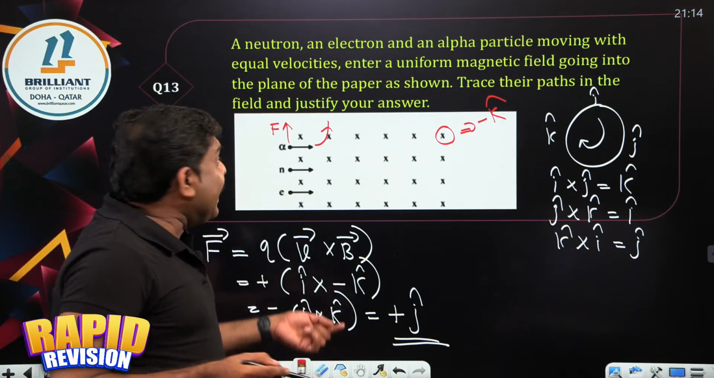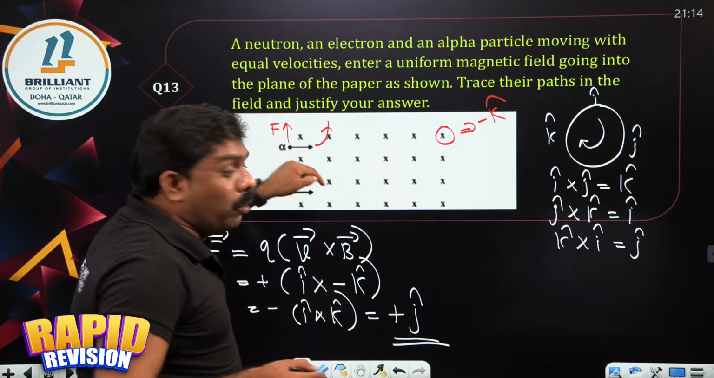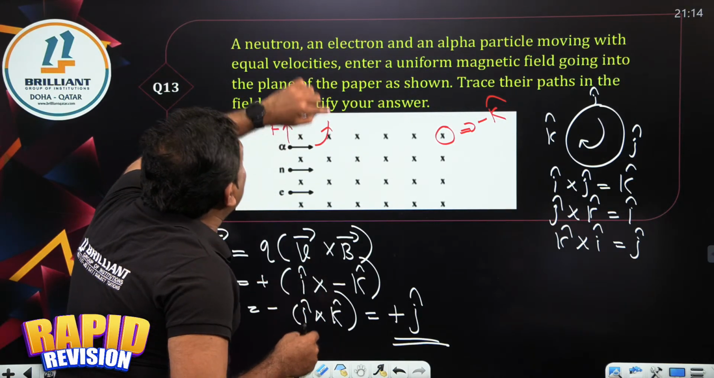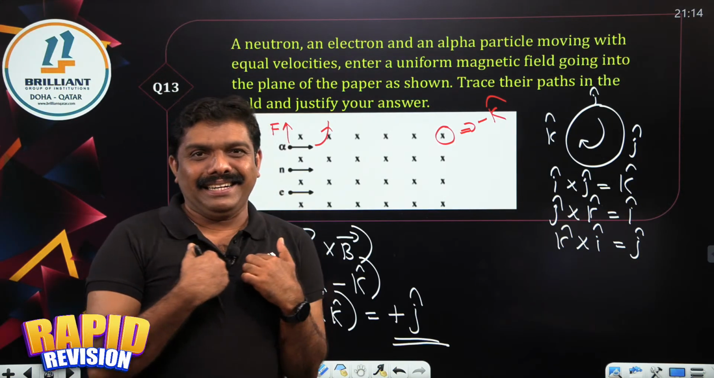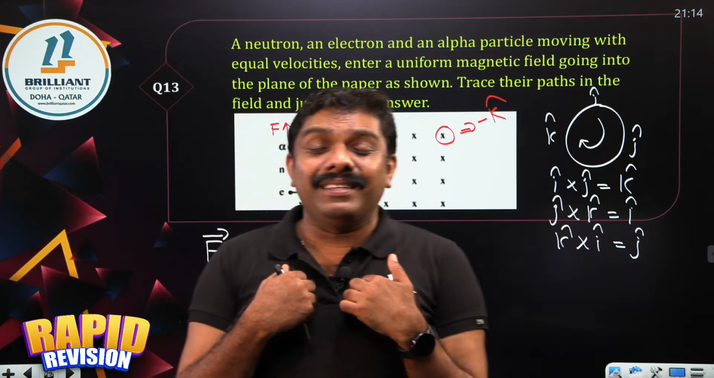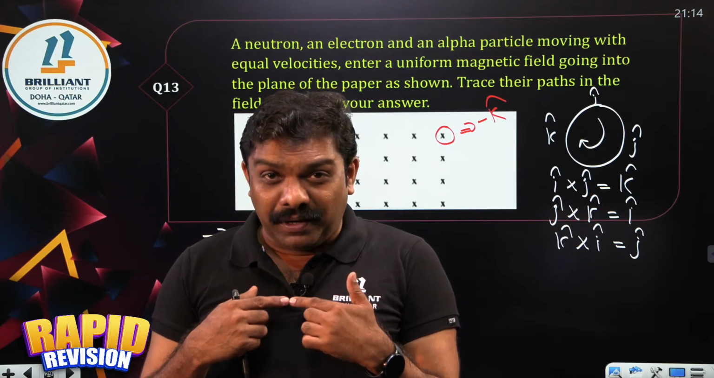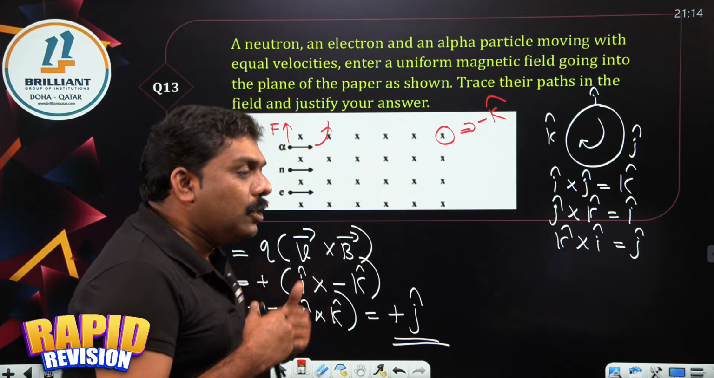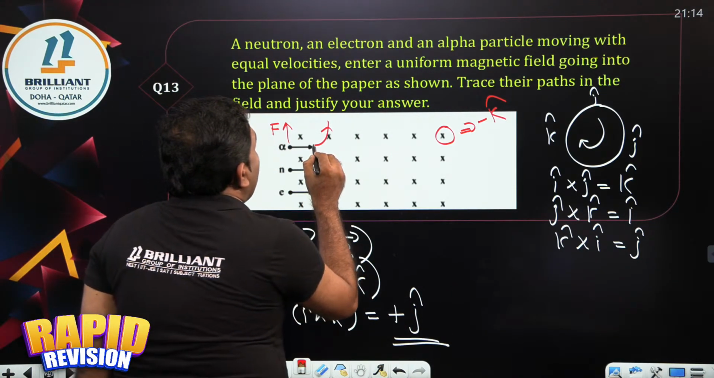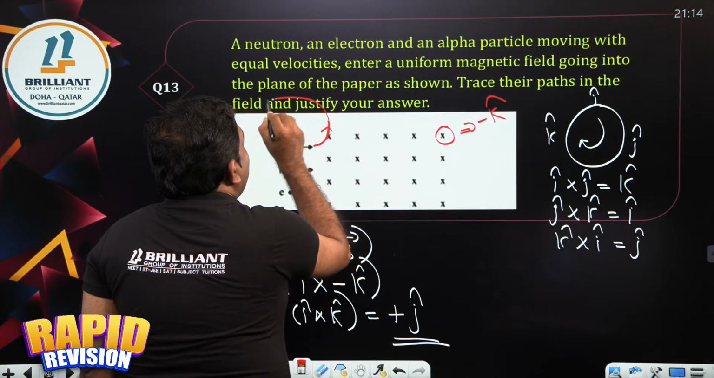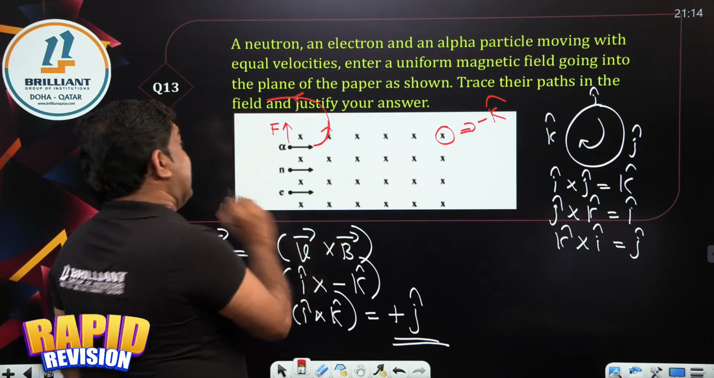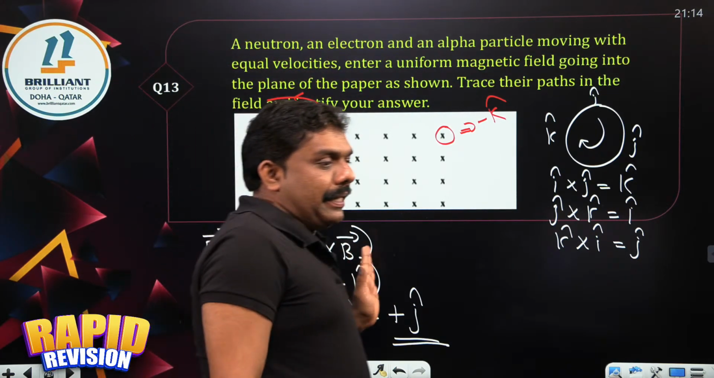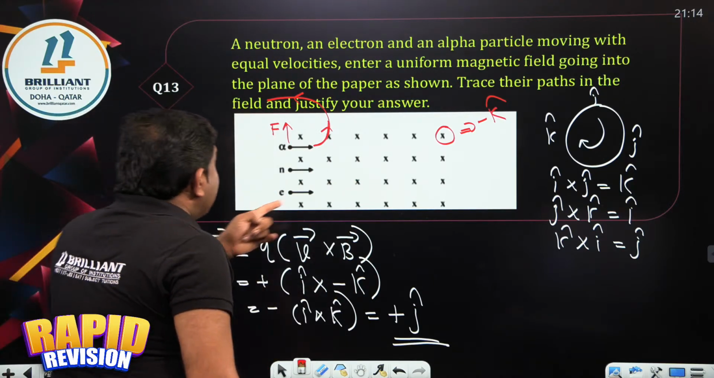But under the influence of this force, it is not only moving upward, it will move in a circular path. That idea we studied. When a charged particle is moving through a magnetic field and perpendicular to the field, it describes a circular path. So we can say this alpha particle will experience a force, and as a result it is moving like this. So the path will be deviating upward.